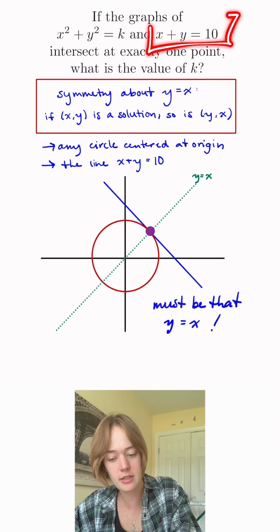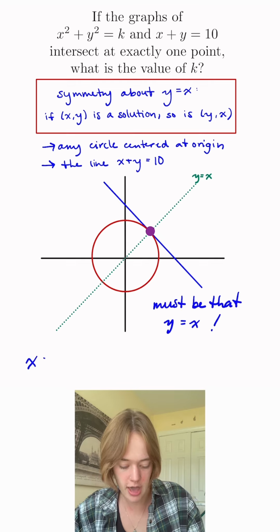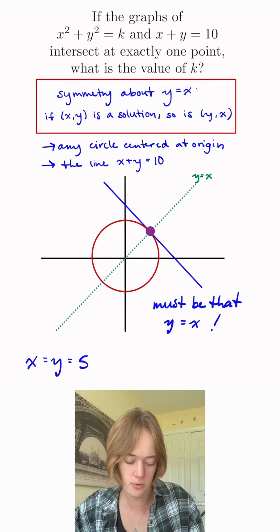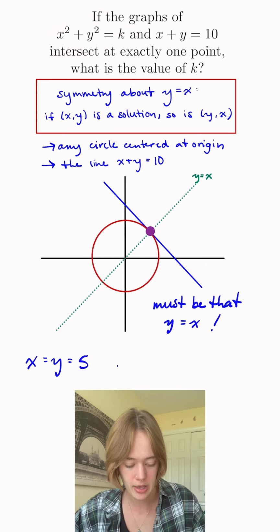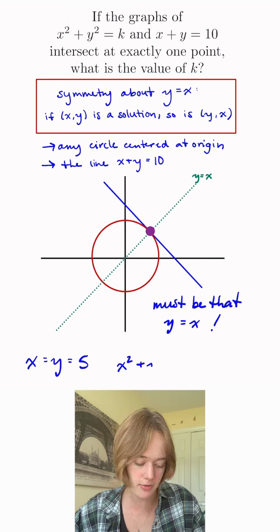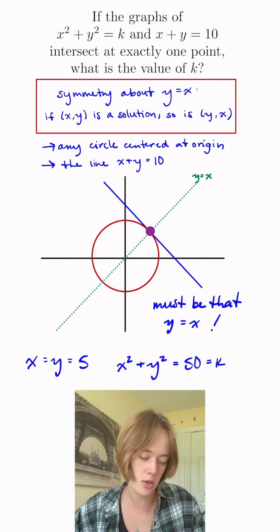And so if we apply that to this equation, we're going to get that both x and y are equal to 5. From there, we can just plug that into this equation to find what k is, right? X squared is going to be 5 squared, 25. So is y. 25 plus 25 is going to give us a k value of 50.